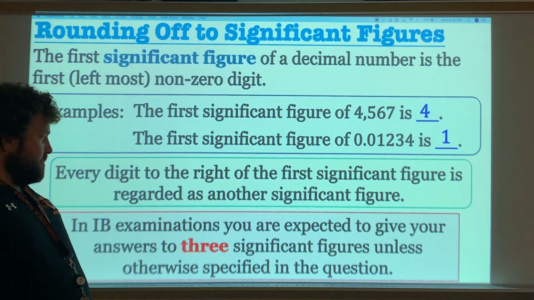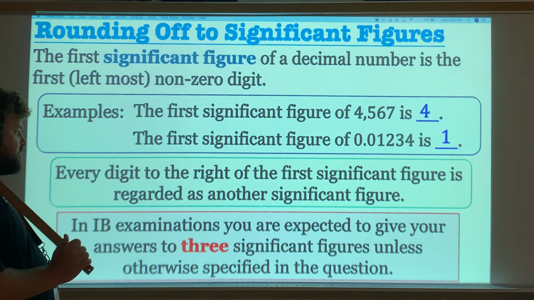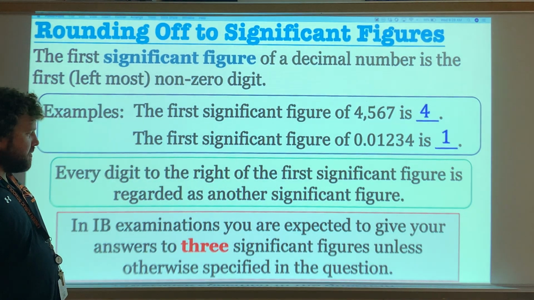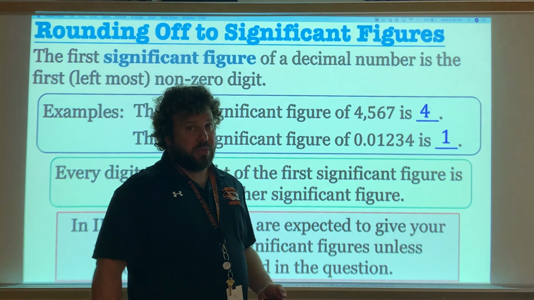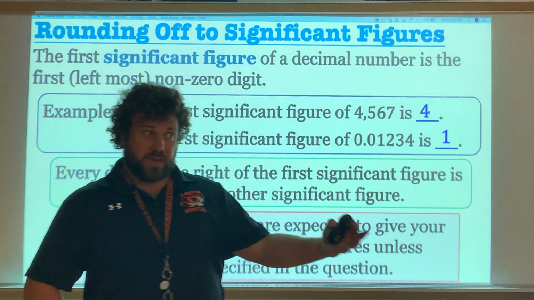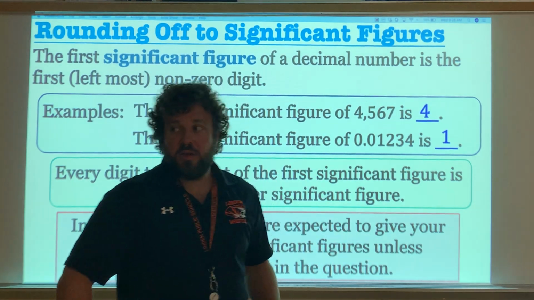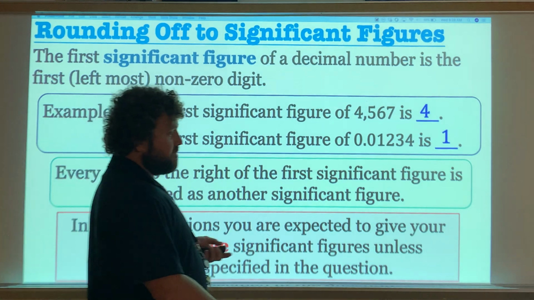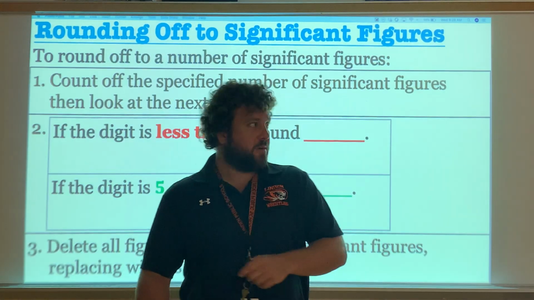In the IB exams that you guys are taking next year, you are expected to give all your answers to 3 significant figures unless otherwise specified. So in this class, a lot of the times we'll just be going to 3 significant figures. Now, sometimes that's to a whole number, sometimes that's to 1,000, sometimes that's to a 10th. So what decimal place we're going to a lot of times doesn't matter. It just matters that you have 3 significant figures there.